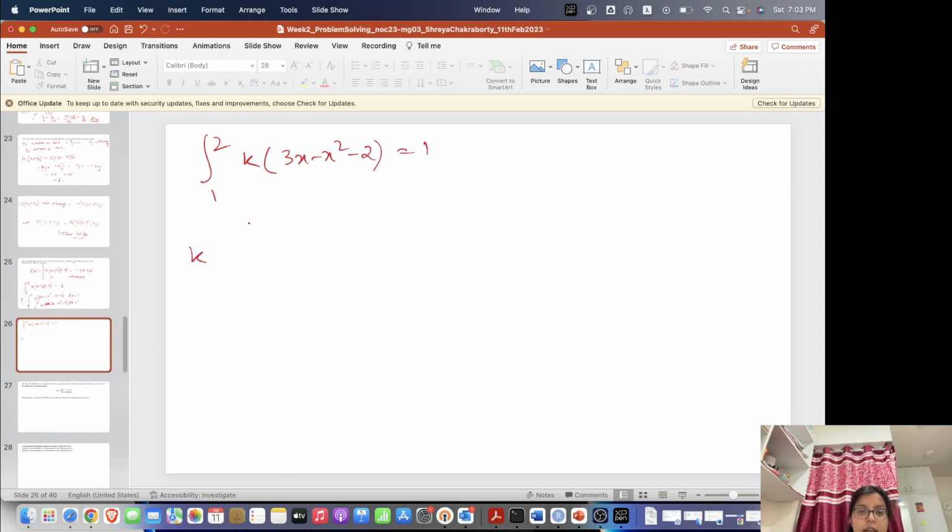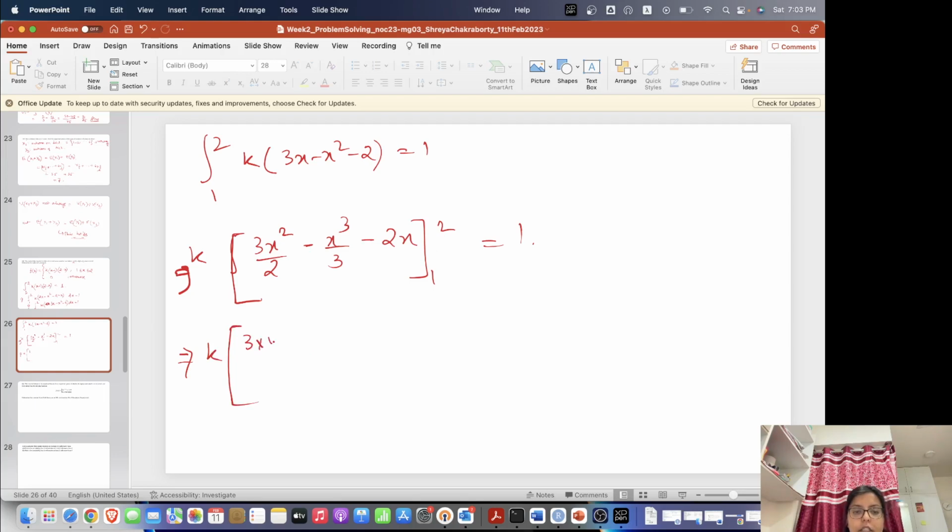So k I'll take outside. This one is 3x square by 2 minus x cubed by 3 minus 2x, from 1 to 2, equal to 1. So then substituting 2 here, 3 into 4 by 2 minus 8 by 3 minus 4, minus 3 by 2 minus 1 by 3 minus 2.